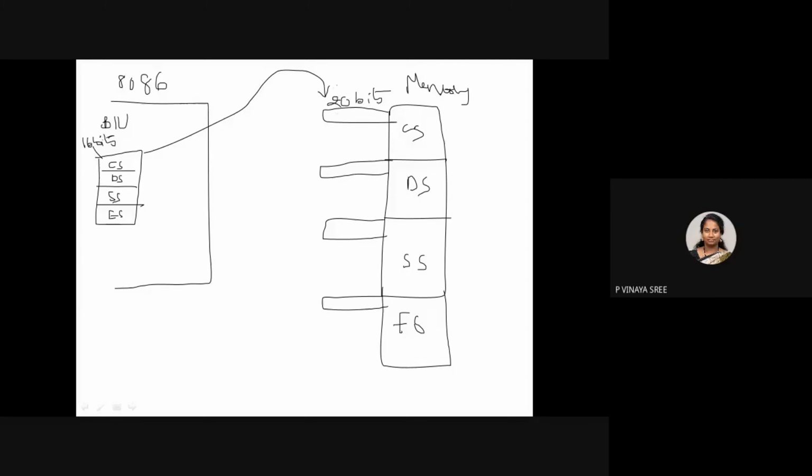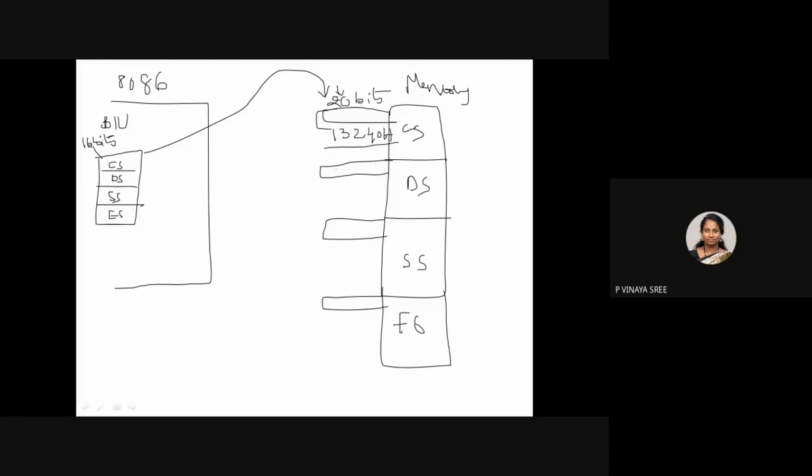So this 20 bits will be represented in binary to hexa, no? So hexa means how many digits do we need to represent? If it is a binary 20 bits, in hexa how many digits? Five. So 1, 2, 1, 3, 4, 0, H. So this is your starting address of this particular code segment.